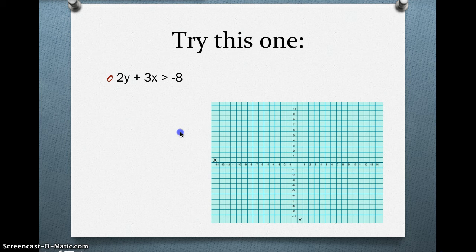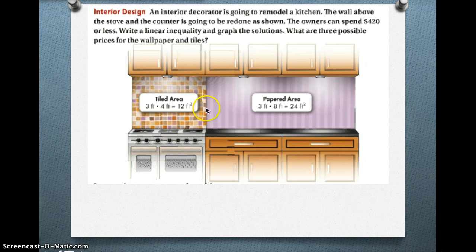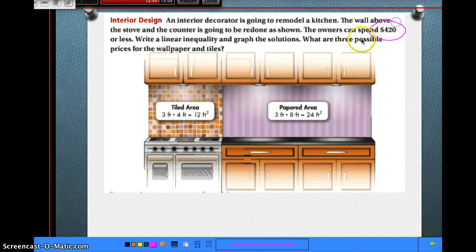All right, the last part of this is when they give you a word problem. We're actually not going to graph this, but let's just look at it. It says an interior decorator is going to remodel the kitchen. The wall above the stove and the counter is going to be redone as shown. The owners can spend $420 or less. Write a linear inequality and graph the solutions. What are the 3 possible prices for wallpaper or tiles? So tiled area is 12 feet squared and wallpaper is 24 feet squared.